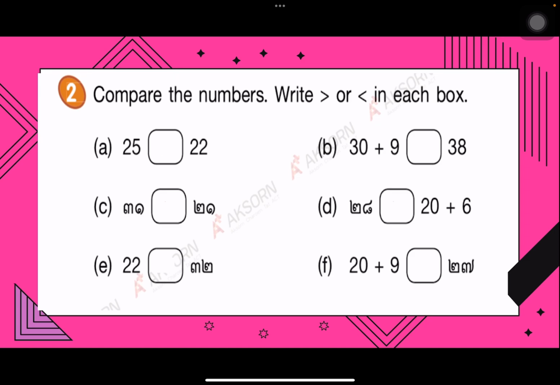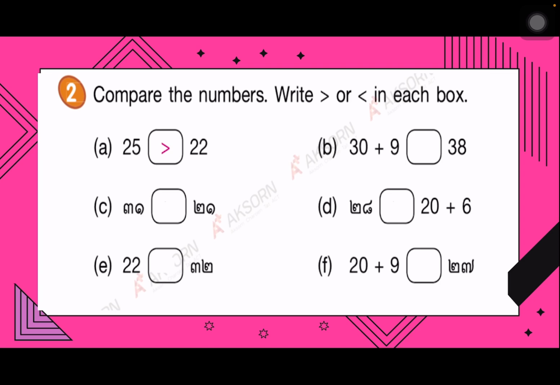Okay, so this one, we're going to compare the numbers. We're going to write greater than or less than in each box. We will apply here the alligator's mouth or the crocodile's mouth. So remember, the crocodile likes to eat big number. So the mouth of the alligator will eat the big number. For letter A, we have 25 and 22. Which one is the bigger number? It is 25. That's why the alligator's mouth will open at 25.